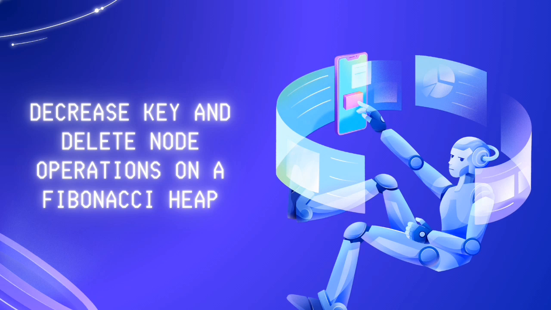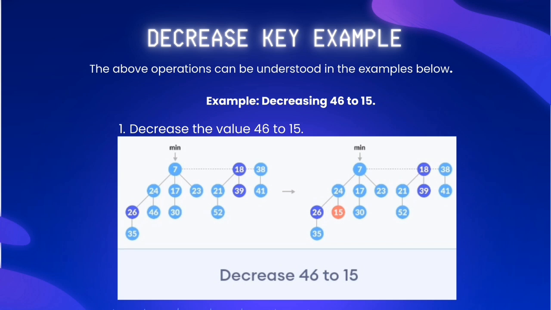I'm Ali Arat. So I'm the one who explained the decrease key example. So this is example of decrease key, decrease 46 to 15 example. The image present as a tree structure.